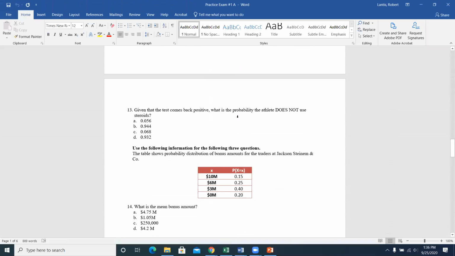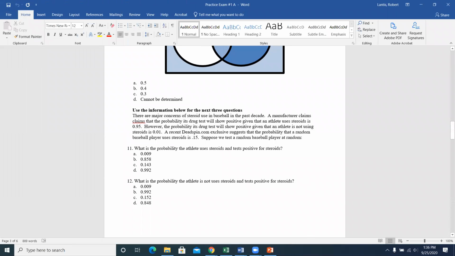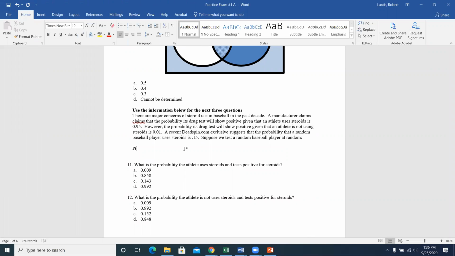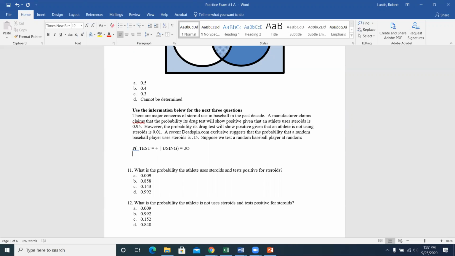So the information I was given here is the probability that, given, and I'll use that language on the exam too, given an athlete is using steroids, so we'll say using, the probability that the test comes back positive is equal to 0.95. It's the first thing we're given. I'm just writing this out because I think it's easier to have it written out as a probability.